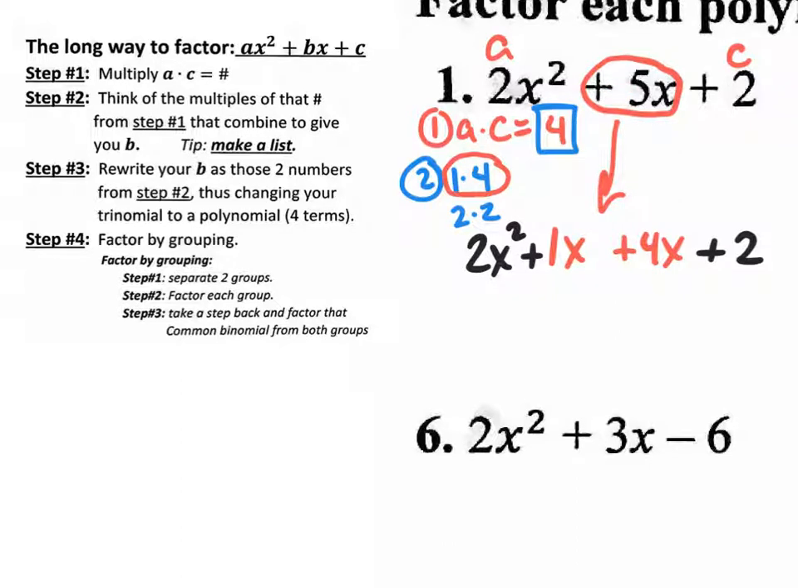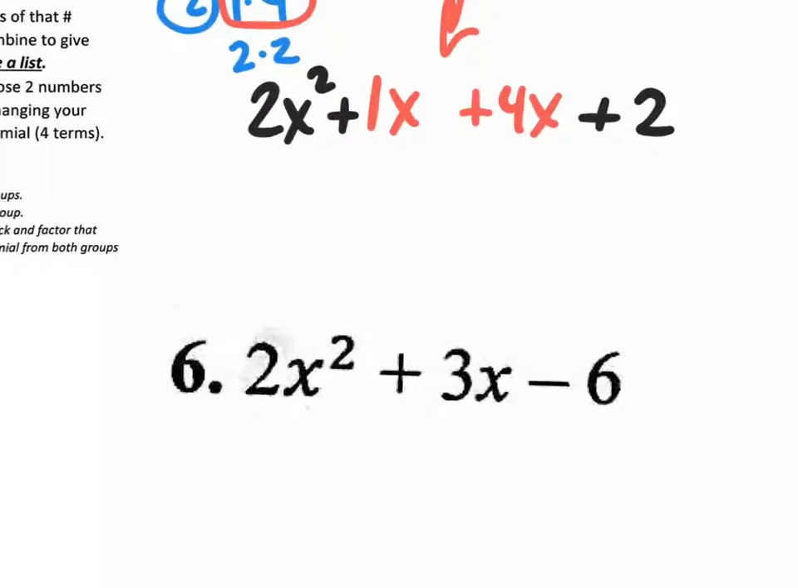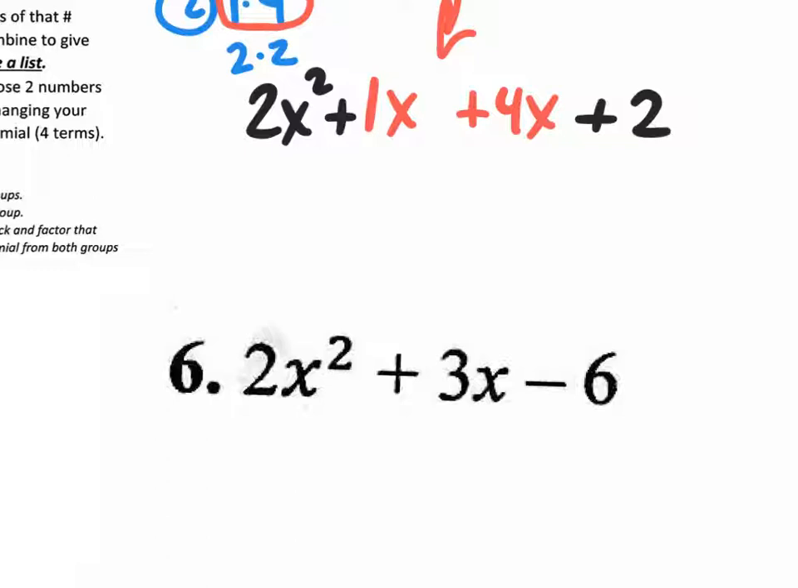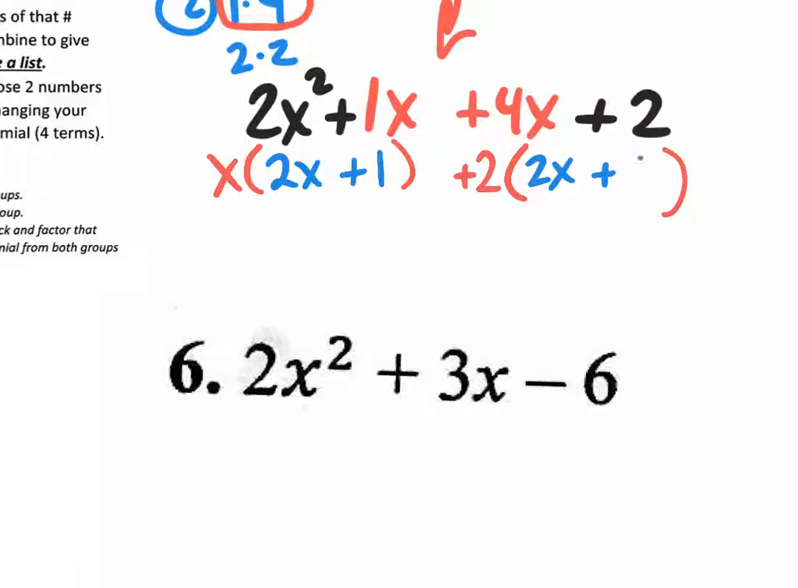Now, why would we want to change this trinomial to a polynomial? Why do we change 3 terms to 4 terms? That way we could do step 4, which is factoring by grouping. So if we look at the first group, those first 2 terms, what could I pull out? An x. What would be left on the inside if I pull out an x? A 2x plus 1. Now, if you look at your second group, what could you pull out of that one? There's a 4x and a 2. You could pull out a positive 2. And if I do pull out a positive 2, what's left? 2x plus 1 as well.